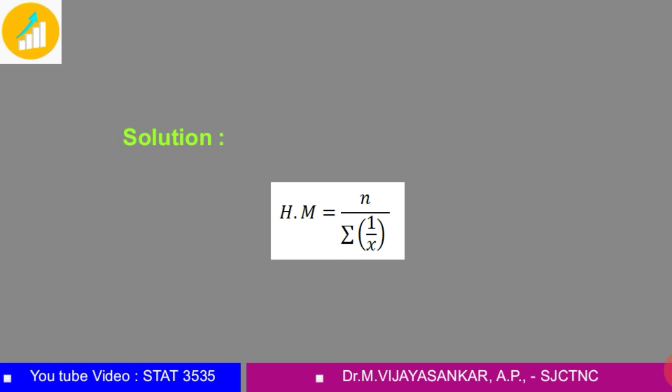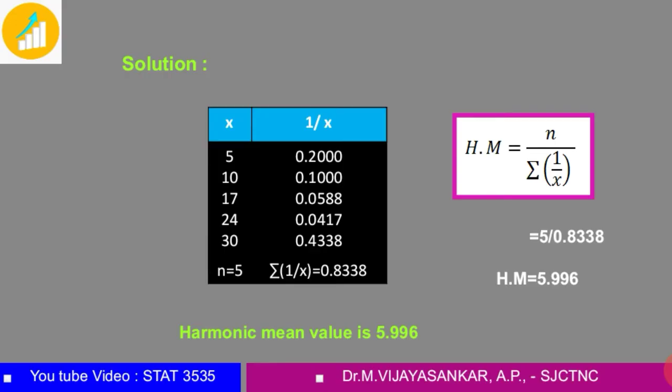That is, our harmonic mean formula for individual cases is n divided by summation of 1 by x. Now we are going to find these two values, small n and 1 by x value. Small n means the total number of observations. Already given in the values for x, we have 5 values. So n value is 5. Next we are going to calculate our denominator 1 by x. We are going to take the reciprocal of x.